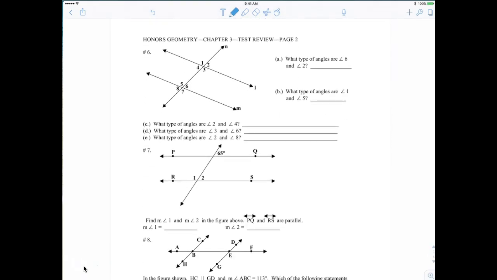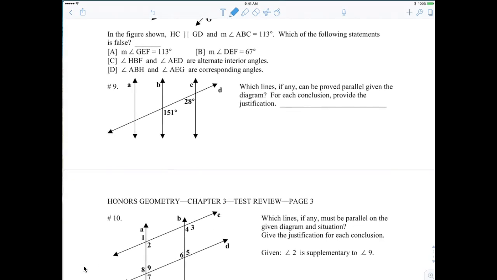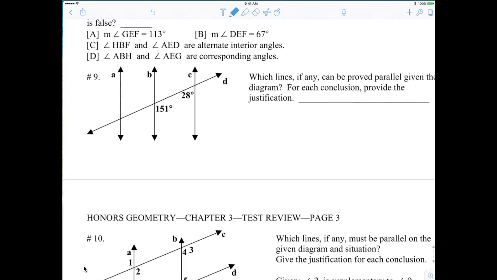All right. Somebody else looking through this, want me to just say I'm not real sure? Go ahead. 9. All right, let's take a look at number 9. It says, which lines, if any, can be proved parallel given the diagram? All right, well, I don't really think anything. Do you agree? Because these have to be what in order for them to be parallel? Supplementary. Very good. They have to be supplementary, and they're not supplementary, so you can't really conclude anything.